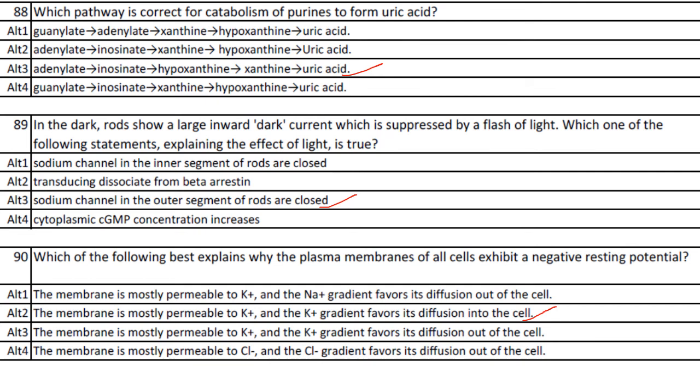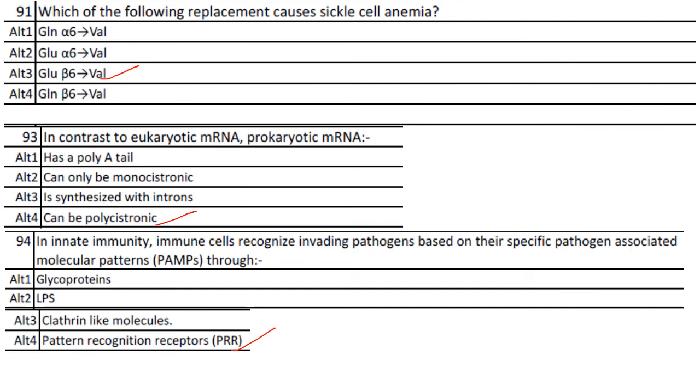Then next one, which of the following best explains why the plasma membrane of cells exhibits a negative resting potential? So the membrane is mostly permeable to K positive and the K positive gradient favors its diffusion out of the cell. So that is the answer for why the plasma membrane of a cell exhibits a negative resting potential. So the answer is option B or alternative 2. Then which of the following replacements causes sickle cell anemia? So glutamic acid at the beta 6 position in the beta chain is replaced by valine. So Glu beta 6 to valine is the correct answer.